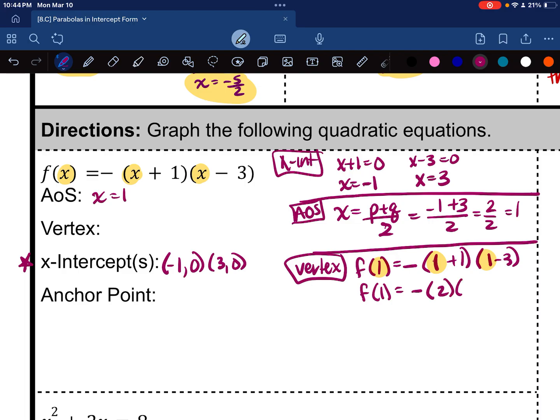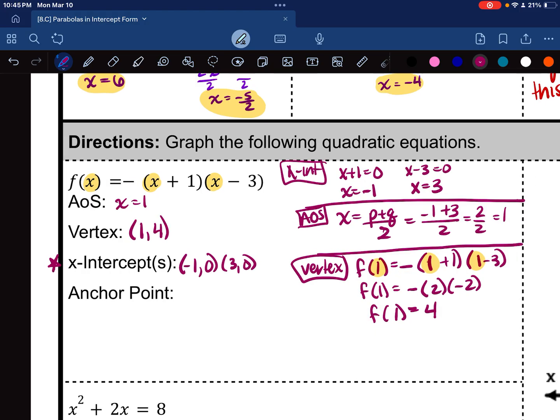So here I'm simplifying the parentheses. So 1 plus 1 is 2. 1 minus 3 is -2. Oops. And if you multiply all that stuff together, -2 times -2 is +4. So your vertex is at 1, 4.